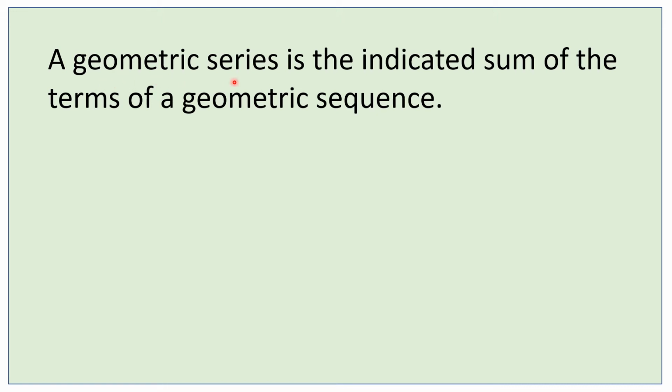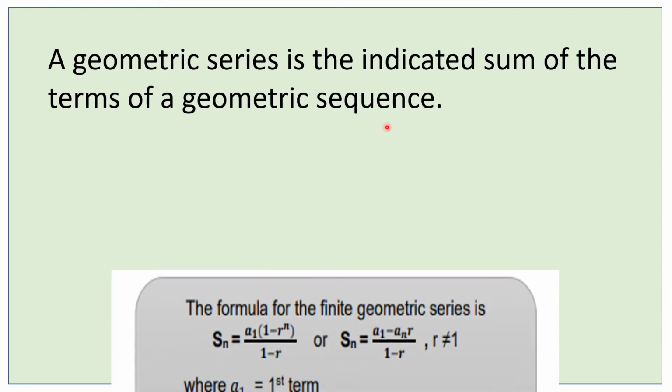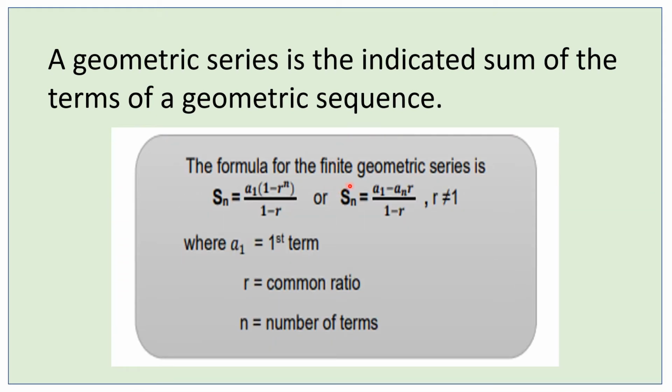A geometric series is the indicated sum of the terms of a geometric sequence. So, kapag finite ang ating geometric series, pwede tayong mamili sa dalawang formulang ito. So, itong first formula natin, which is S sub n is equal to A sub 1 times the quantity of 1 minus r raised to n all over 1 minus r. Or yung pangalawa naman, S sub n is equal to A sub 1 minus A sub n times r all over 1 minus r.